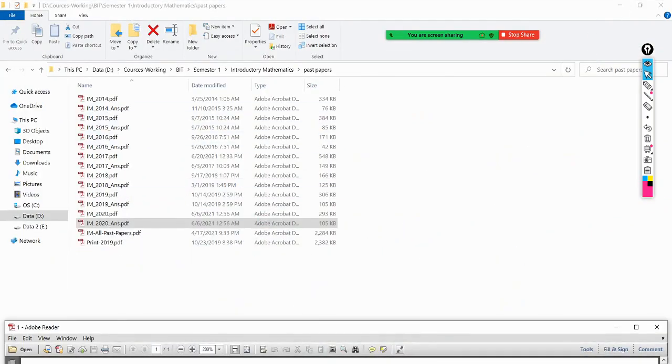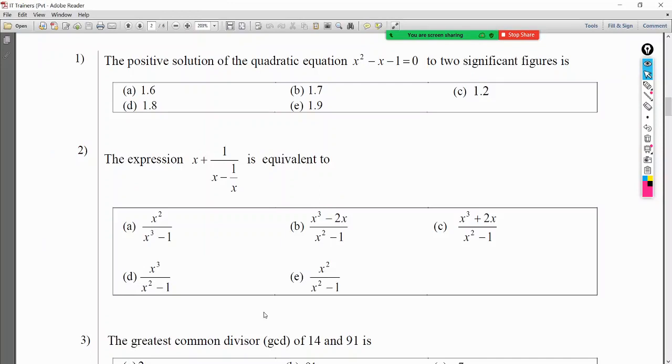So do we have the answer as 1.7 also? 1.7 is also there among the options.